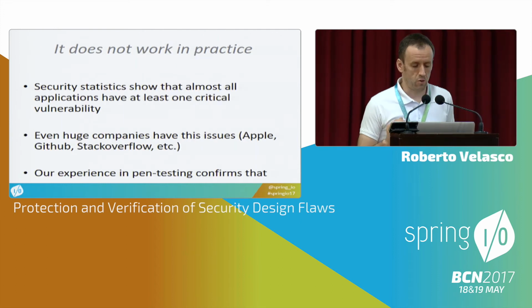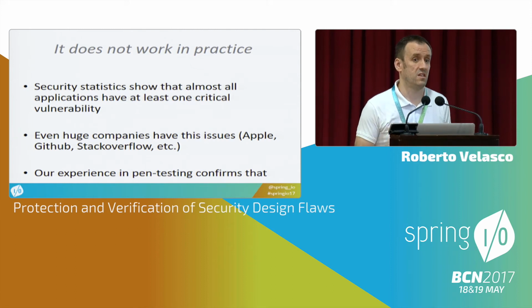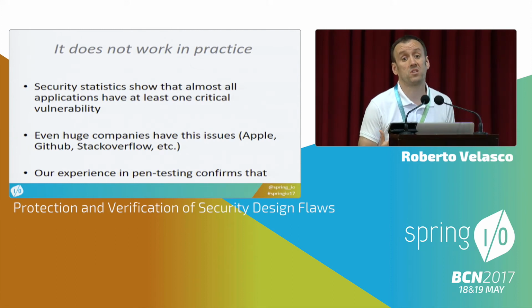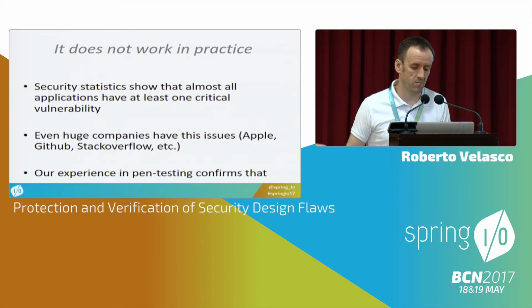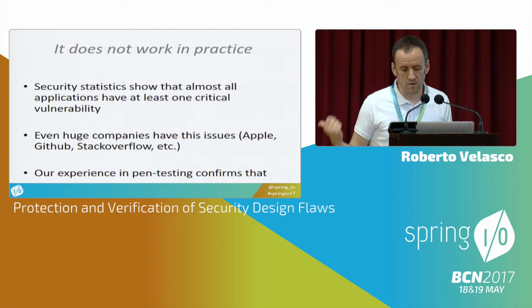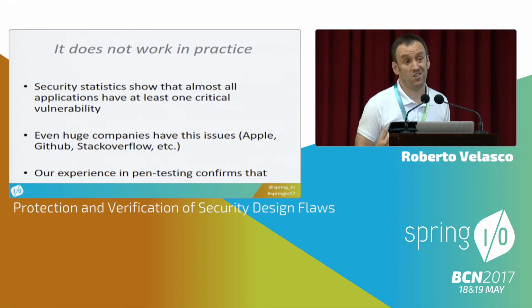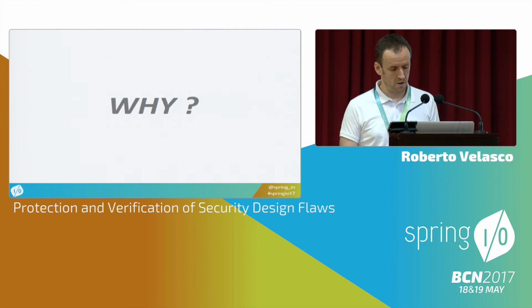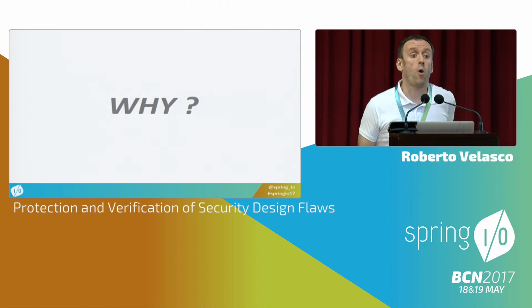Okay, as a consequence of that situation, we consider that this traditional model doesn't work in practice, okay? There are different security statistics. We have seen some examples explained by Marcus previously, and even from our experience, mainly Marcus' experience in pen testing, we know that it doesn't work in practice. I mean, the traditional model that we use to develop applications usually generates insecure applications, okay? So we think that we should do something about it and improve that situation. Okay, and the question is why?